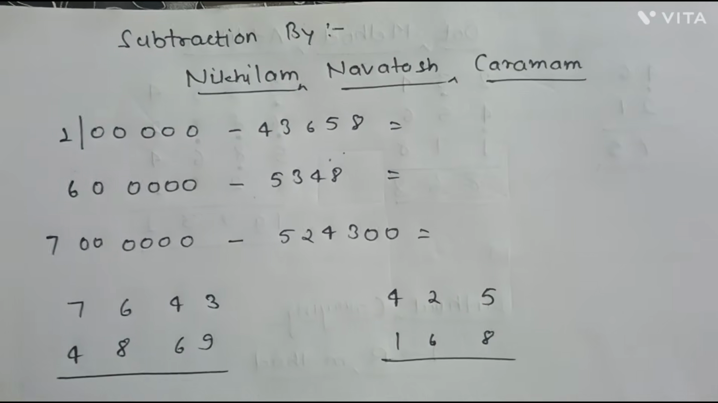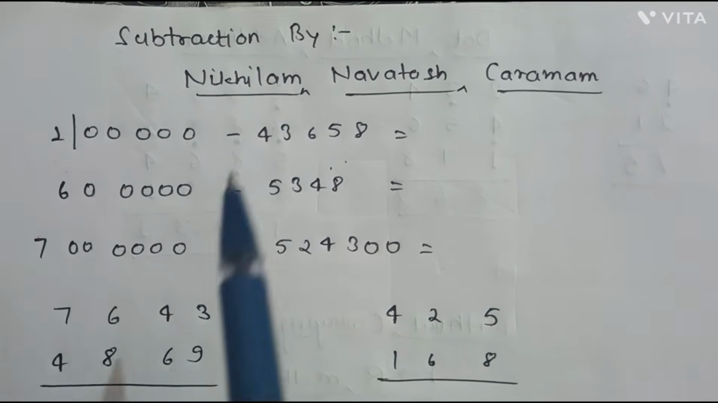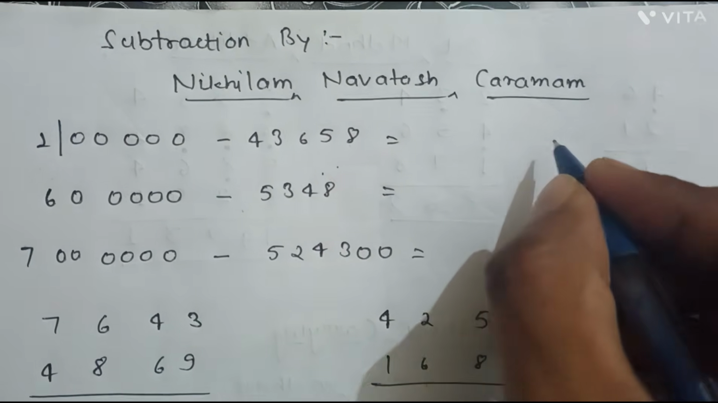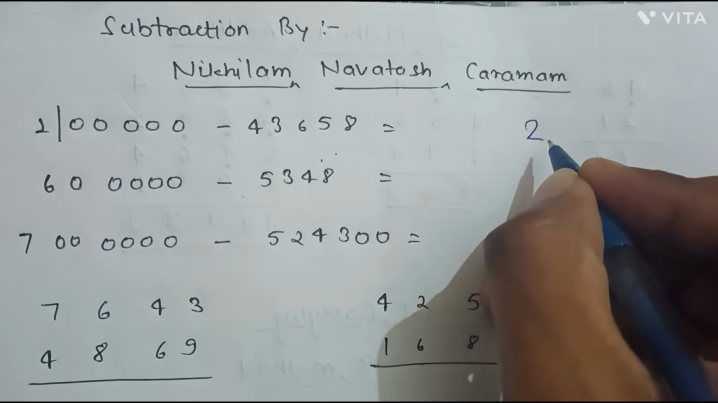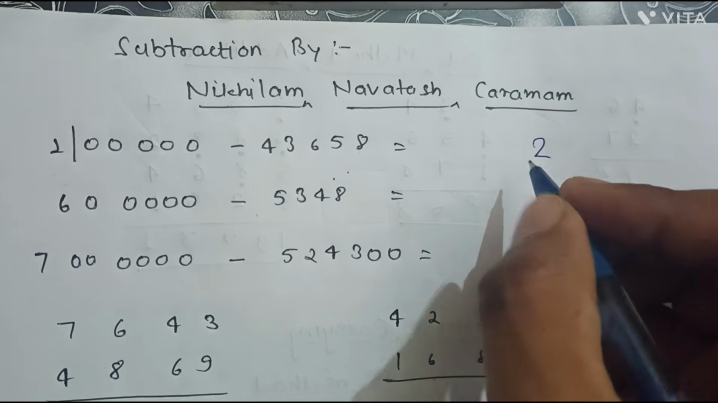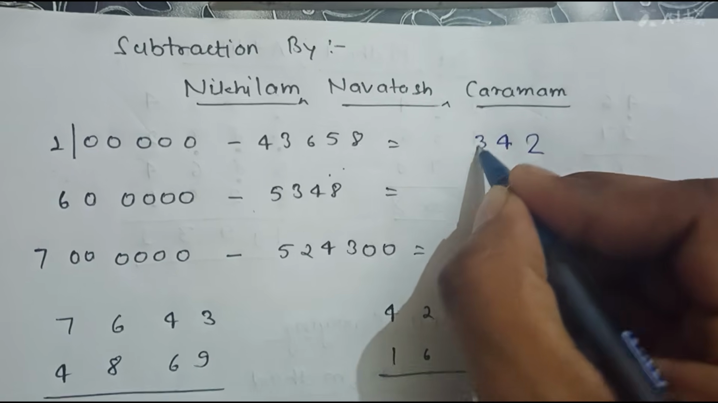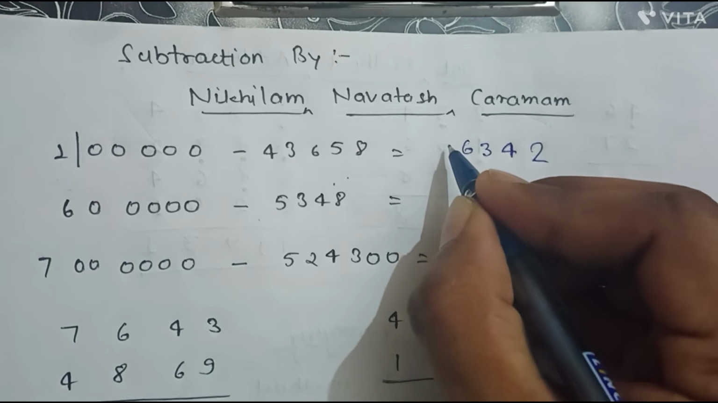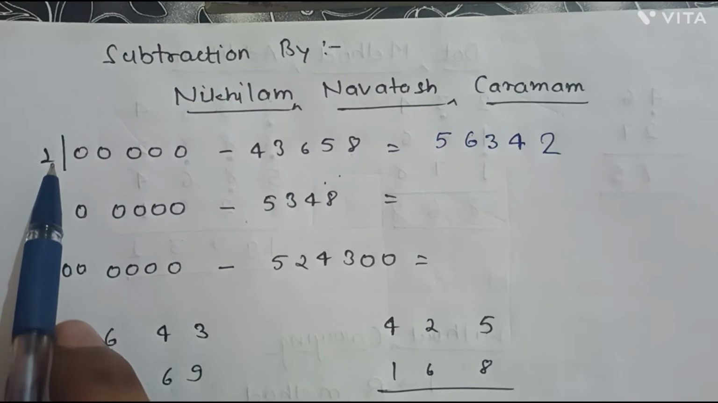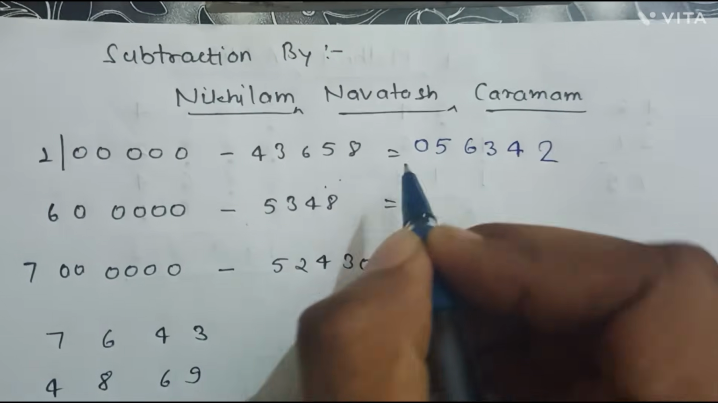This method is also called all from 9 and last from 10. For the last digit we subtract from 10, so we write 10 minus 8 equals 2, and for all the rest we subtract from 9. So 9 minus 5 is 4, 9 minus 6 is 3, 9 minus 3 is 6, 9 minus 4 is 5, and the last digit left over here, that is 1, we subtract 1 from it. So 1 minus 1 would be 0.